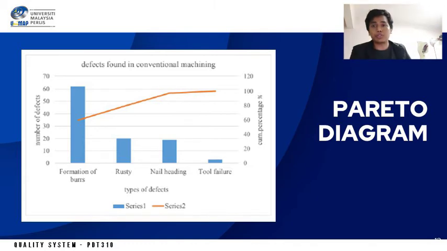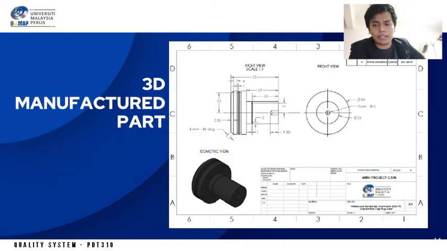Okay, next slide will show example of part that usually being produced in conventional machining industry. As you can see, this 3D model sketch is a motorcycle bar balancer, which locates at the near end of motorcycle. Okay, from this 2D sketch, you can see that formation of the burr can be happen during the tapping and drilling in the middle of the workpiece.